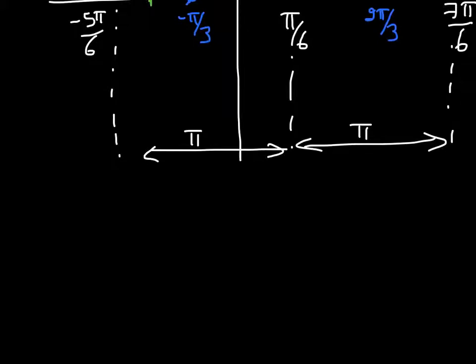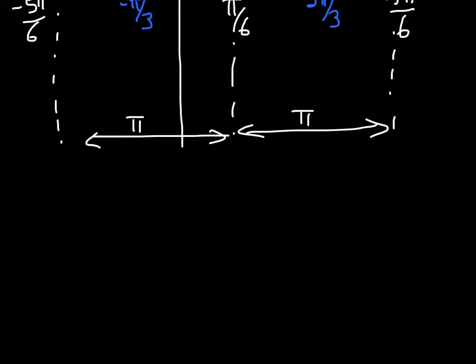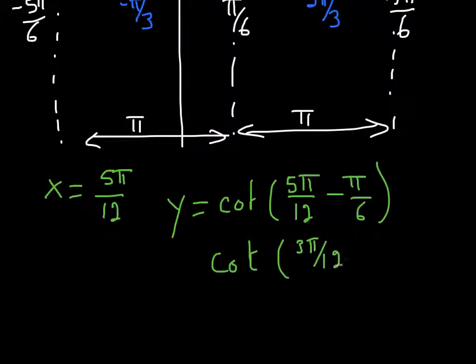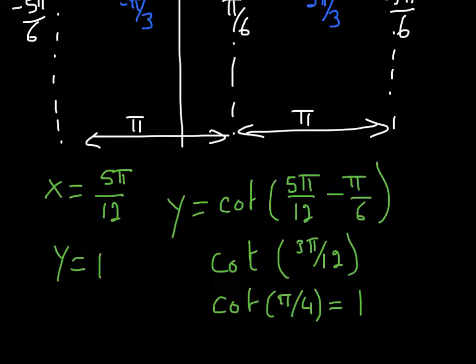I prefer to test the point x equal to 5 pi over 12. Let's go back and plug it into the initial function, which will be the cotangent of x minus pi over 6, but we chose to do 5 pi over 12 minus pi over 6. Do common denominator. This will give you the cotangent of 3 pi over 12, or simply pi over 4. Cotangent of pi over 4 is simply equal to 1. So the ordered pair will be this.